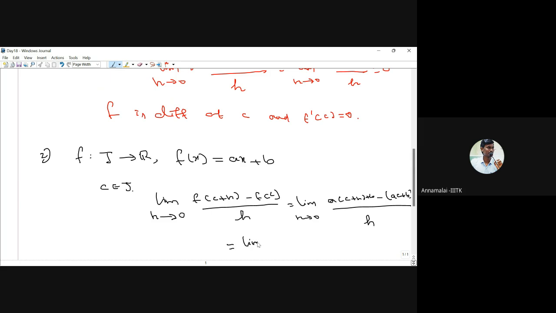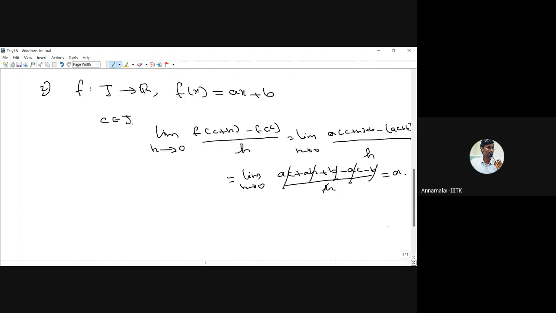So this is equal to limit h goes to 0. If you multiply a inside, we have ac plus ah plus b minus ac minus b, divided by h. So ac cancels and b cancels, and we get ah by h, therefore h cancels, we get a. So as h goes to 0, we get a. So the limit exists and the limit is a. Therefore, f dash of C is a, and f is differentiable at C and the derivative at the point is a.